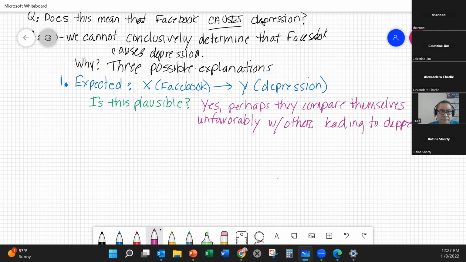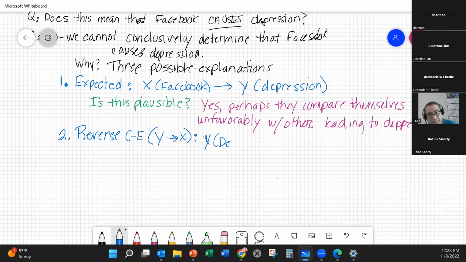Okay, let's look at a second possible explanation. It could be that that's not true, but in fact, the reverse is true. So the second explanation is what we call the reverse cause effect, and in parentheses, I'm going to put Y causes X. In this case, that would mean Y, depression, causes X, increases in Facebook use.